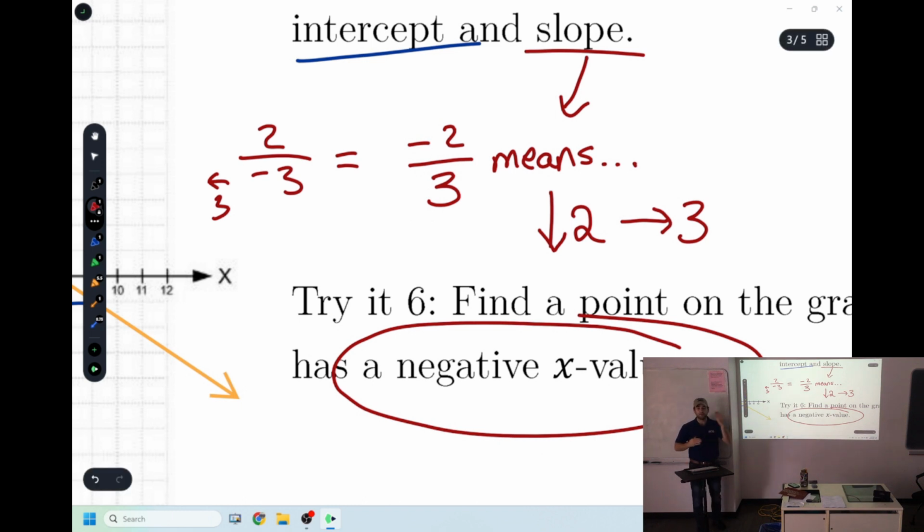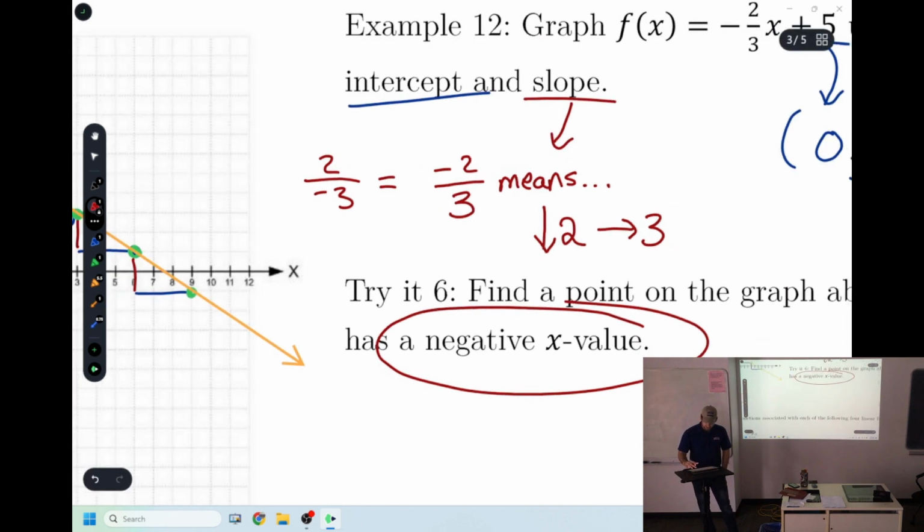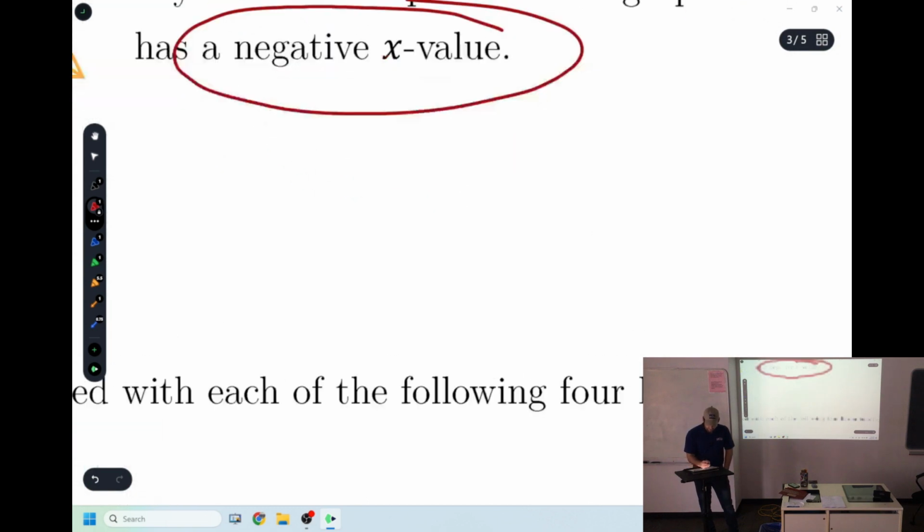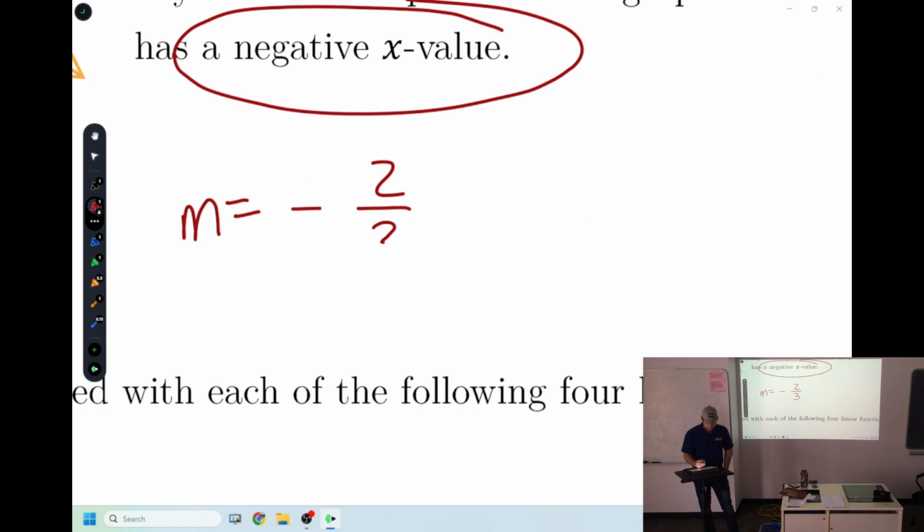You can't flip and flop both. If you're going to go backwards, you've got to actually move the negative sign and not just double apply it. So let me, underneath try 6, just really clear this up. Your slope is negative 2 over 3, right? That doesn't tell you anything.